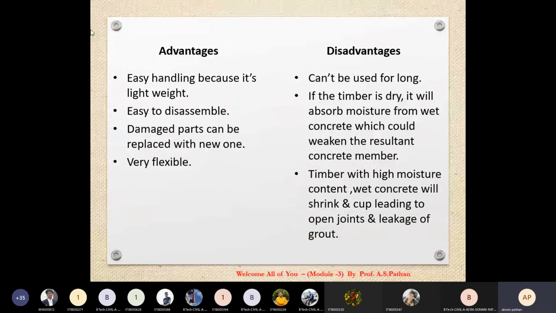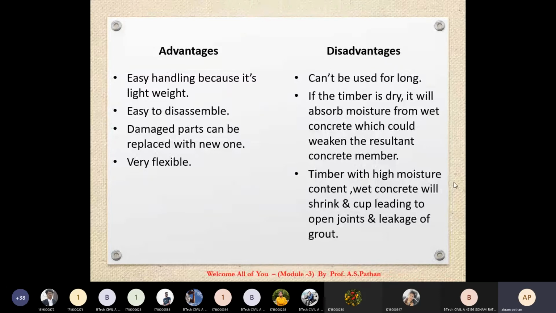So these are the certain advantages and disadvantages regarding the timber formwork. As far as the advantages are concerned, easy handling because it is light in weight, then easy to dismantle, then a damaged part can be replaced with a new one, and very flexible. So these are the different advantages regarding the timber formwork, and we also have different disadvantages.